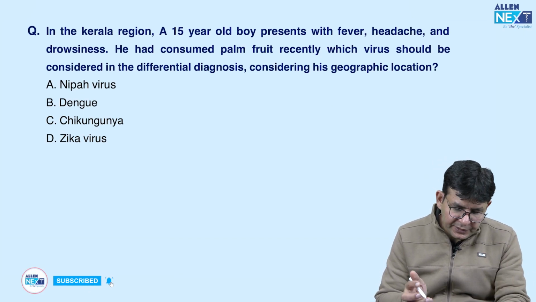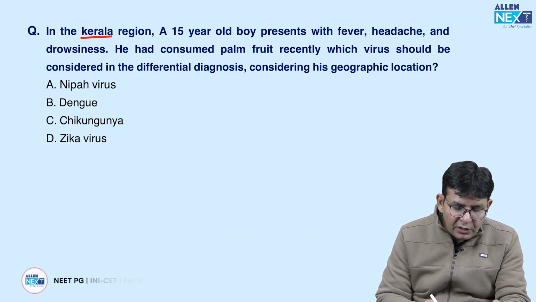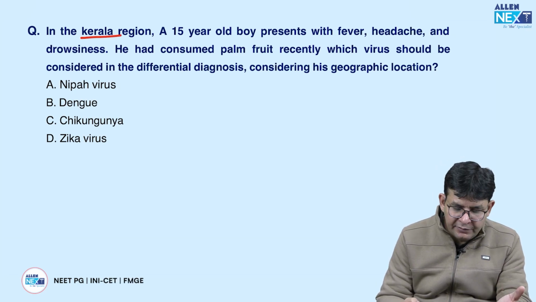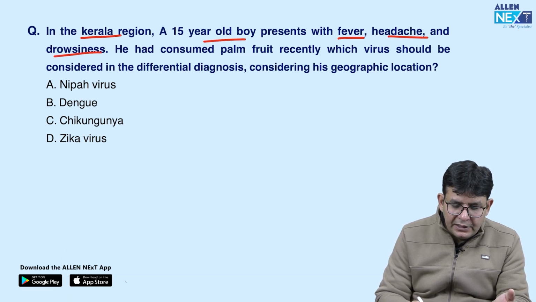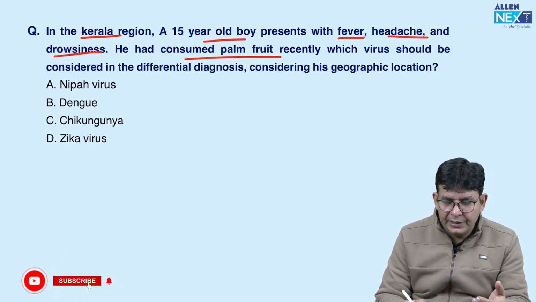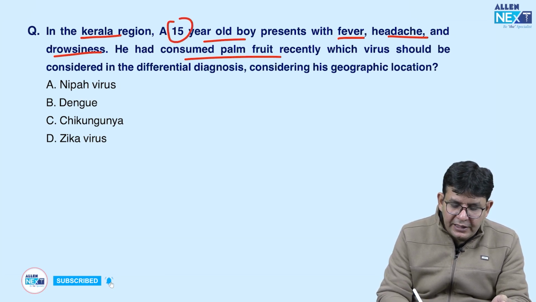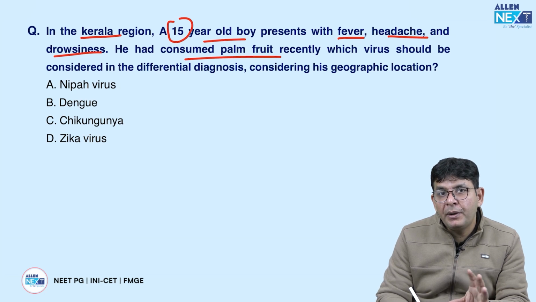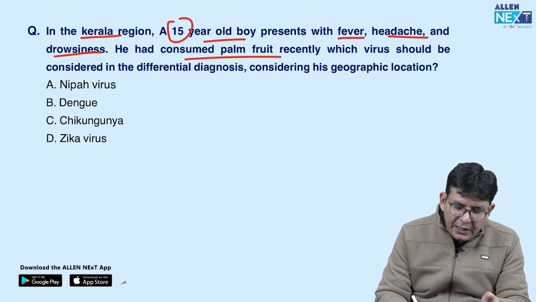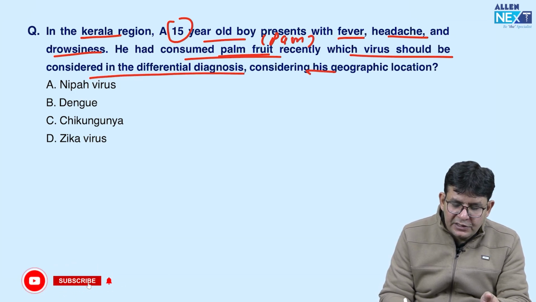Okay. Now, whenever we talk about Kerala, a lot of viruses come to our mind, and if this was there, a 15-year-old boy presents with fever, headache, and drowsiness, consumed palm fruit. Okay, so this 15-year-old one has exactly this, which is coconut palm syrup. Okay, palm fruit. Recently, which virus should be considered in differential diagnosis considering the geographic location?